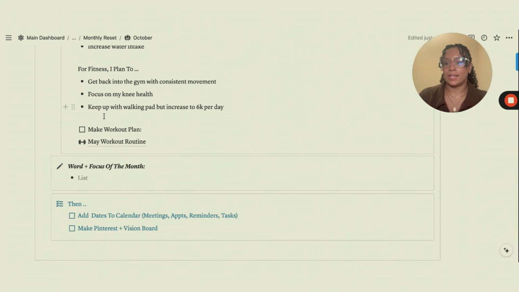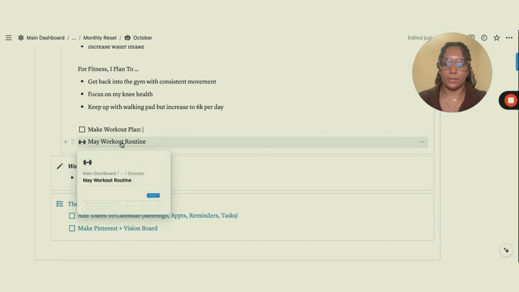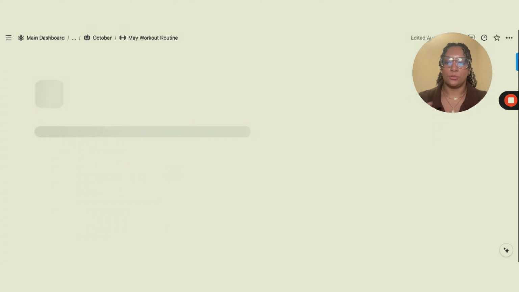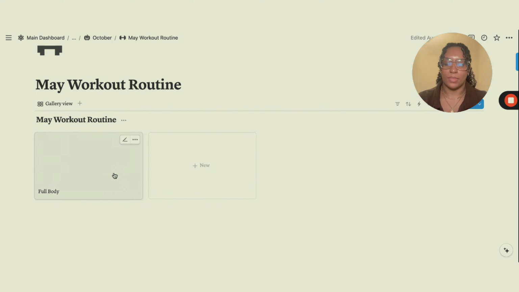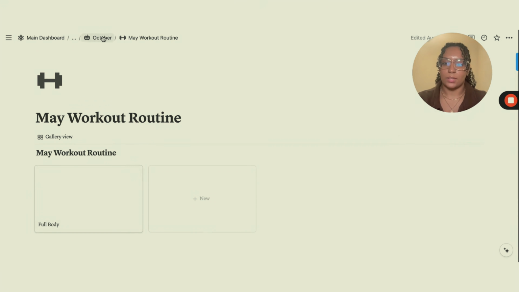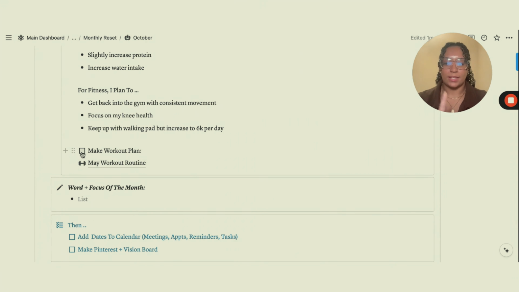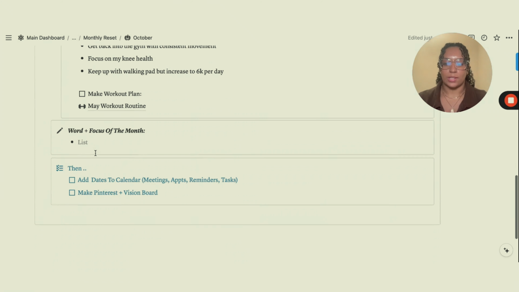And then something else I added here is to make my workout plan. Now this is key. If you struggle with your health and fitness, this is so good. If at the beginning of the month or at the end of the previous month, you create your workout routine for the entire month, you don't even have to think about it. I'm not going to do that with you guys because that would take a little bit and everybody's workout routine is going to look a little bit different. But I have linked here a new page where you can just add something in here, nothing specific. So once that's done, you would just check that off.